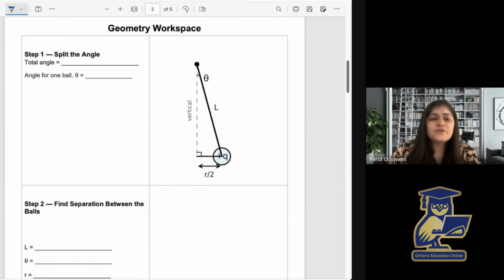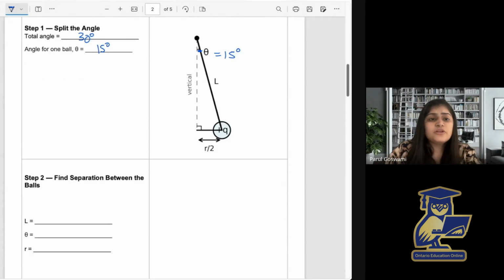Because the setup is symmetrical, each thread makes half of that angle with the vertical. So if the total angle is 30 degrees, half of the angle would become 15 degrees. We need the separation between the two balls. This separation is not the length of the thread. The thread length is 1 meter, but r is the horizontal distance. That is going to be the separation between the two balls, which we are required to determine.